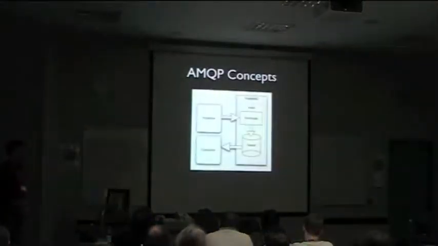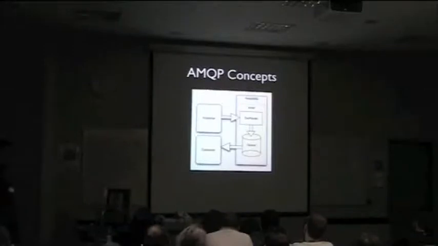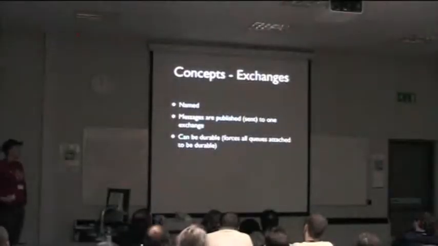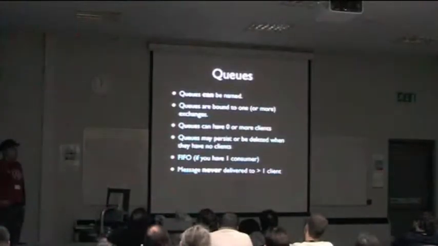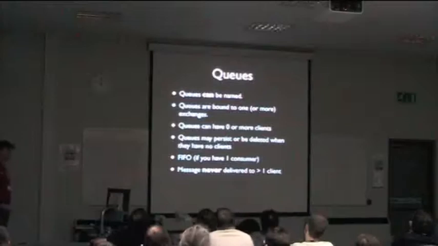So, AMQP, you have a publisher and then an exchange and a queue. It separates these things within the queue server, and then a consumer. So, an exchange is like a different thing. It's named and you send messages to it. Queues. You have one or more queues. They can be named, they can be anonymous, and those queues get bound to one or more exchanges.